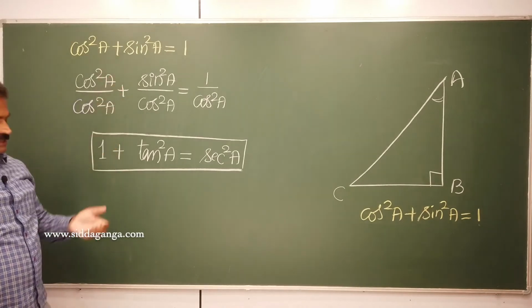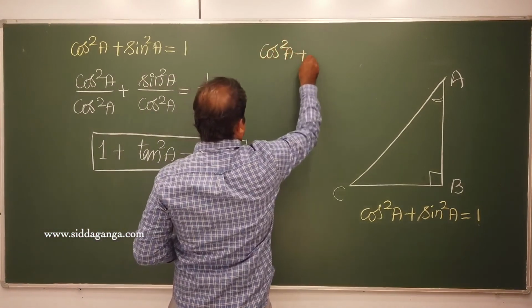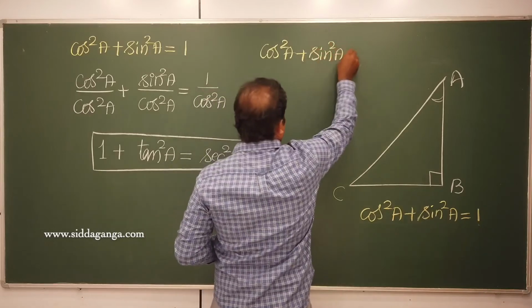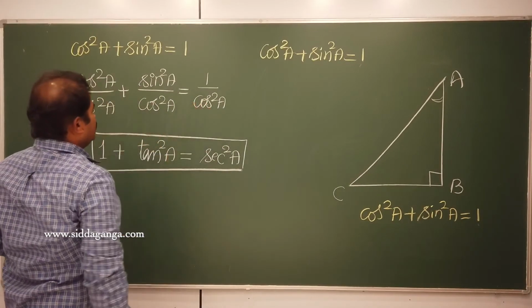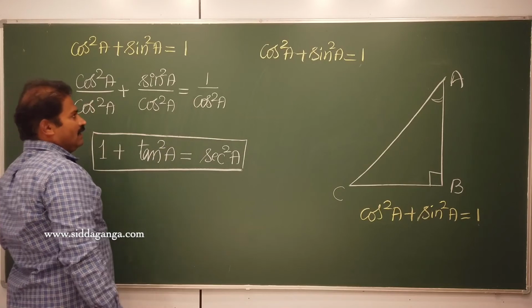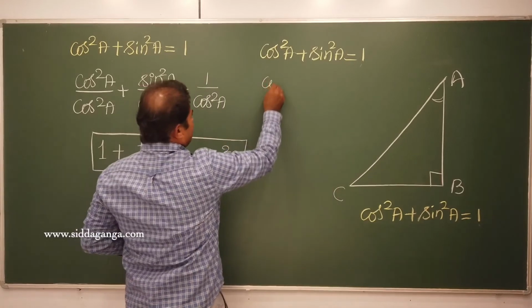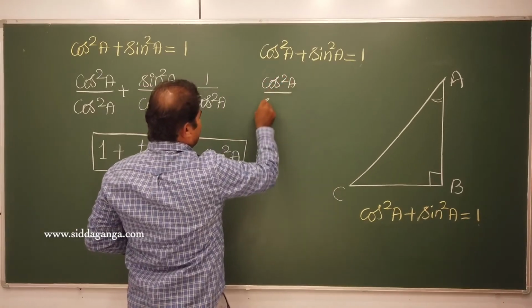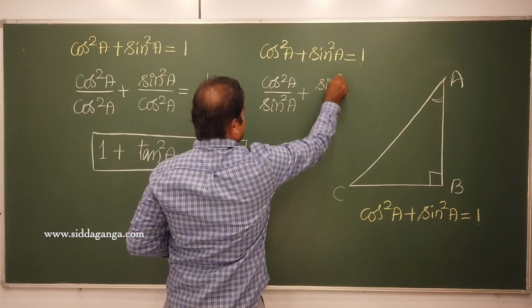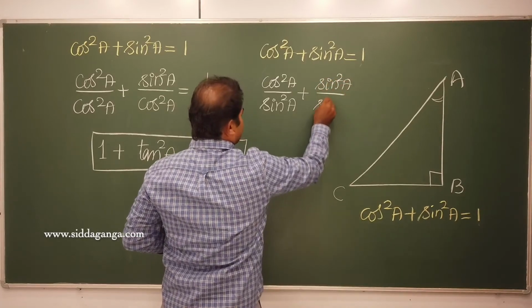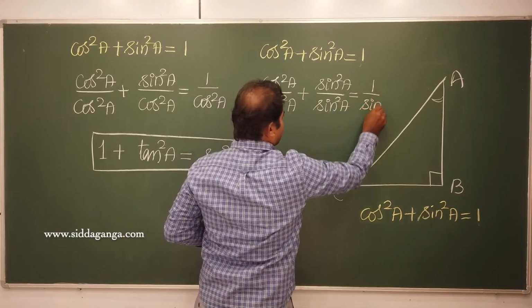And with the same first identity, cos square A plus sin square A is equal to 1, we will derive the third identity. Here you divided the whole equation by cos square A. Now you will divide the whole equation by sin square A. So what will you get? Cos square A divided by sin square A plus sin square A by sin square A is equal to 1 by sin square A.